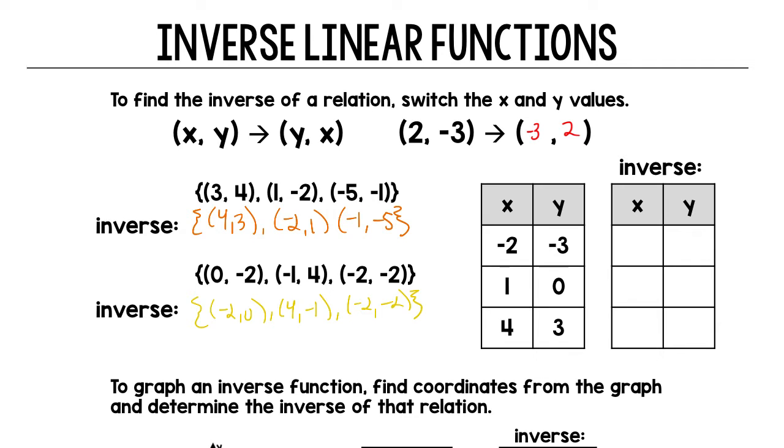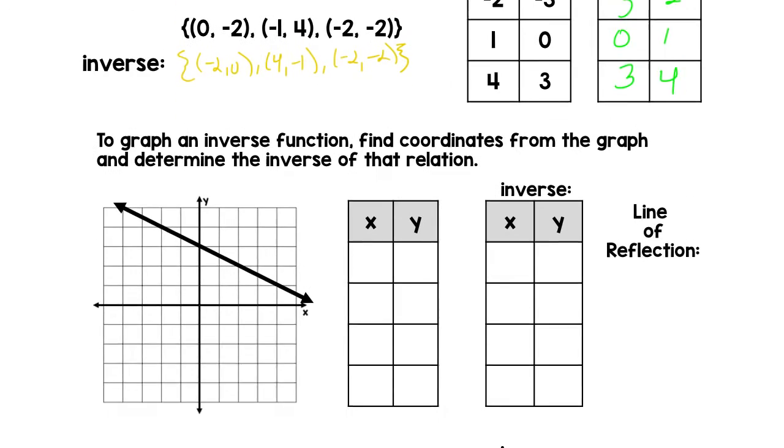If we're given a table of values, all of the x values are going to go in the y column: -2, 1, 4. All the y values will go in the x column: -3, 0, 3. And that's the inverse. Okay, it's just that easy so far.